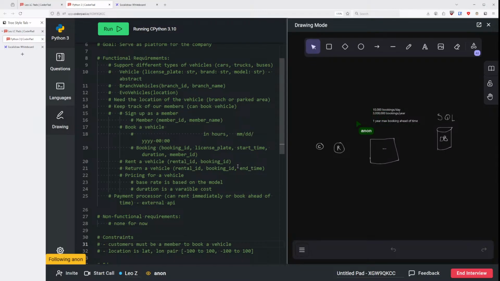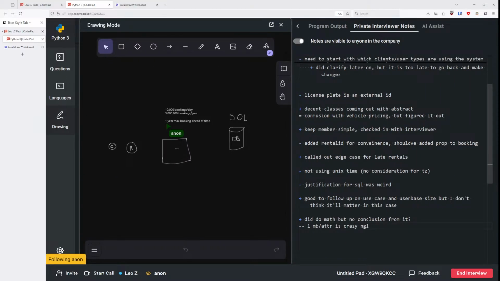Booking ID is an integer. License plate is going to be a string. Start time is going to be an integer. Integers are 8 bytes, 64 bits. A string, and how long can your strings be? Let's not get too fussed up on that. A reasonable size string, let's say it could be 1 kilobyte. And the rest of your properties are numbers. It looks like IDs and times. So we can say that each object is 1 kilobyte. Yeah, that's fair. 1 kilobyte is 1,000 bytes.